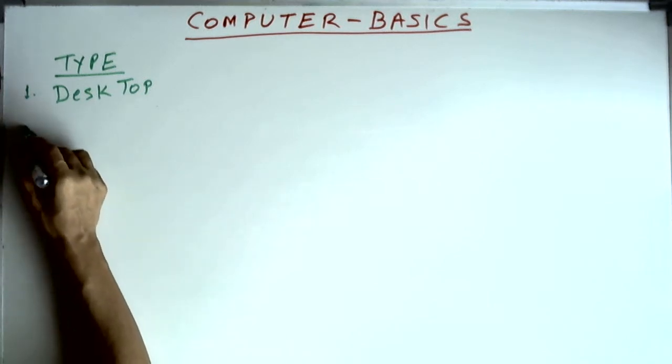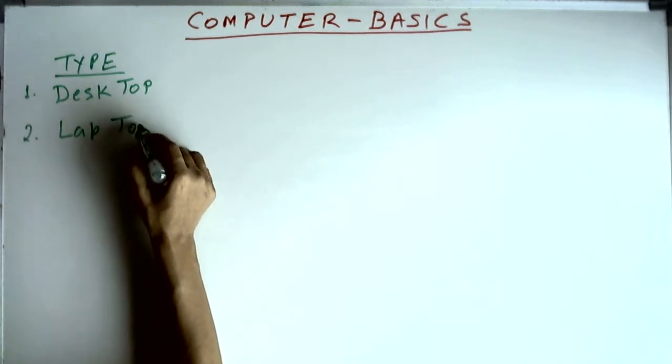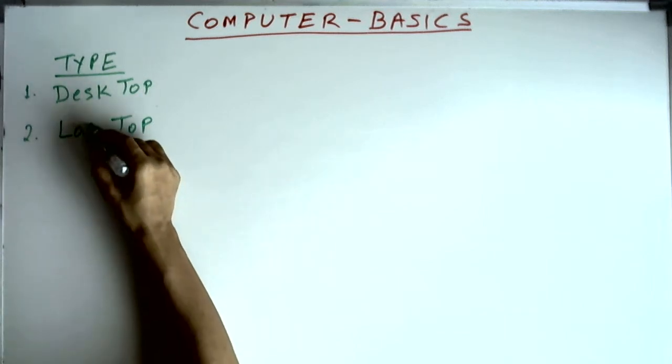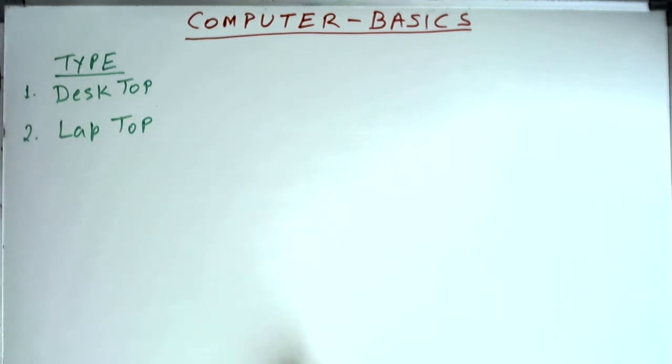The second type is called laptop. Now these are the computers which, by the name lap, originally could be kept on the lap. So that is why the name laptop. And in fact they used to be quite big. They used to be not as big as desktop, but they used to be quite big. That is why they were not kept in the hand but in the lap. So that is why the name is laptop.